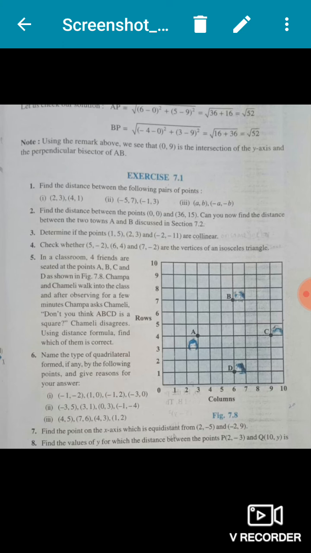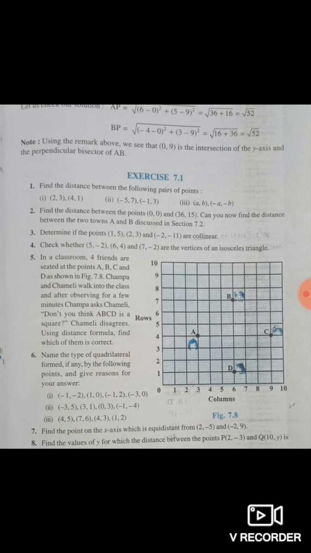So today you have to do question number 1 to 5 of this exercise 7.1. And if there is any problem, then you will ask me. Thank you.